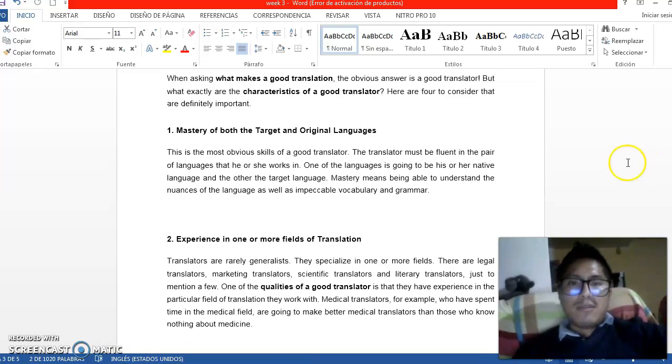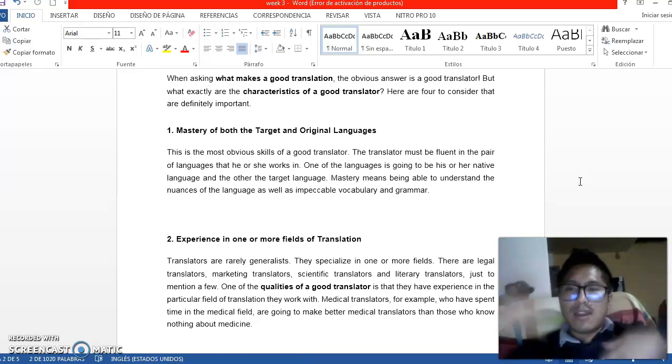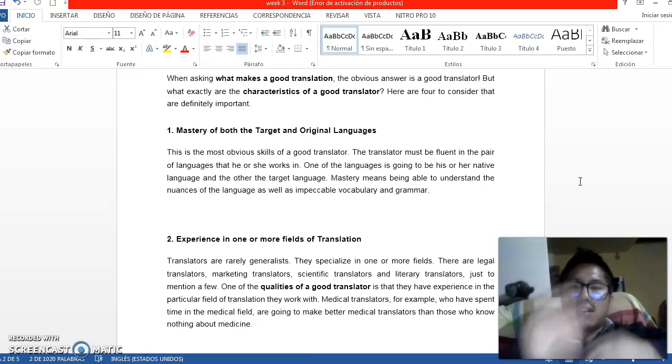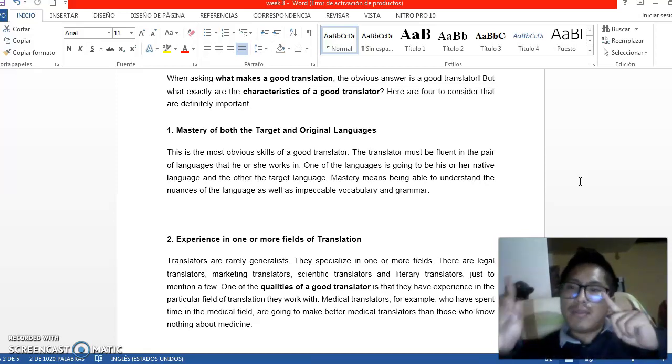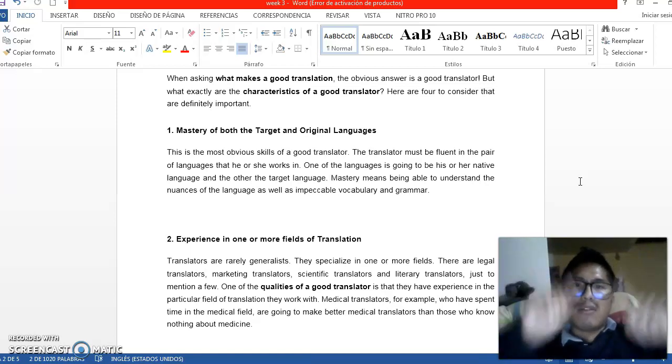Also very important for me, okay, the level of English is really important, but your skills to paraphrase words according to the contents is really important. And the most important for being a good translator is read and read and read.